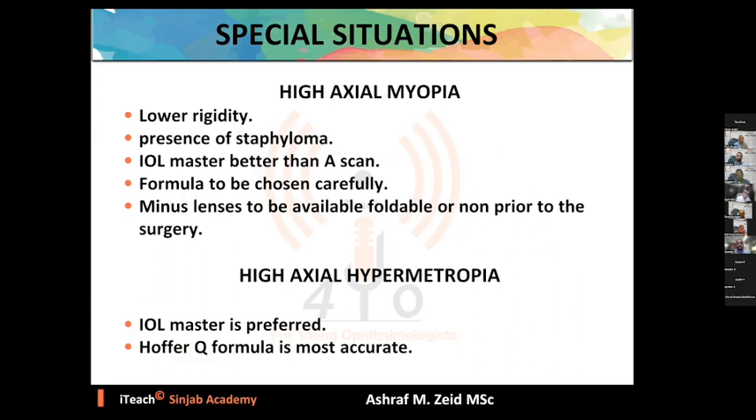And in high axial myopia, it has the issue of lower rigidity and the probable presence of staphyloma. IOL Master is preferable to A-scan, and the formula you must choose is one aligned with the axial length. And minus lenses should be available prior to the surgery, whether foldable or not. In axial hypermetropia, also the IOL Master is preferred. The Hoffer Q formula is most accurate. Here I'm speaking about axial myopia, which can differ and can make the effective lens position change a lot. It can bring your IOL to the front if it's hypermetrope, and to the back if it's myope.